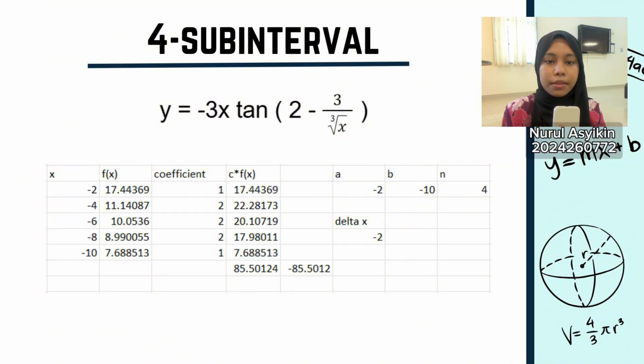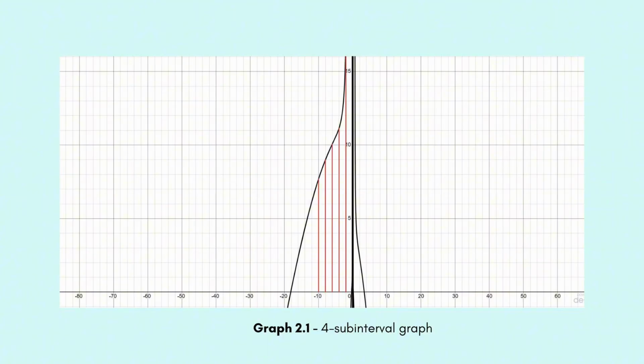Then we will multiply the fx value with the coefficient, and we will get all the answers in 7 significant figures. After that, we will add all the answers and get 85.50123. Lastly, we will do 0.5 times the 85.50123 and divide by delta x, -2. And the final answer would be -85.5012. However, since area cannot be negative, we will ignore the negative symbol. And the final answer will be 85.50123.